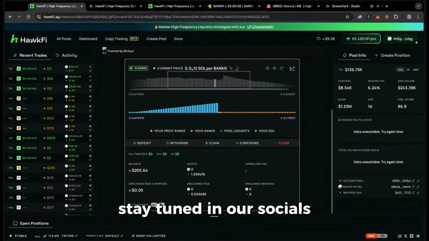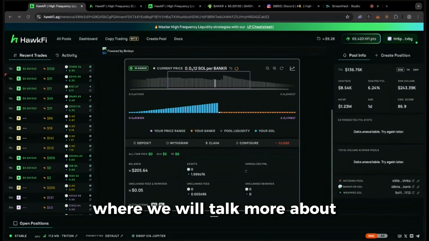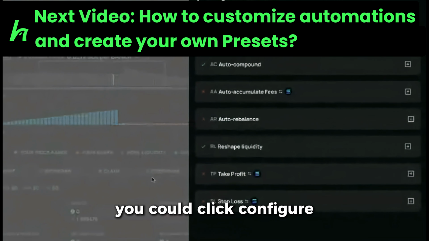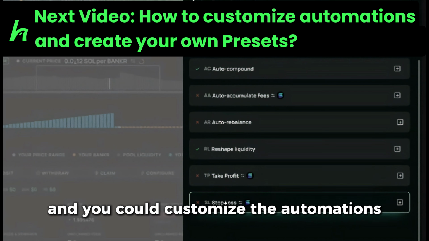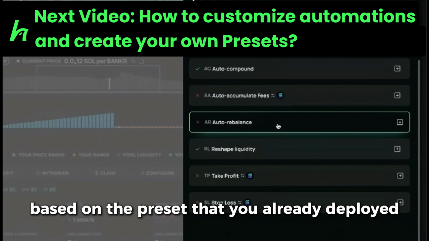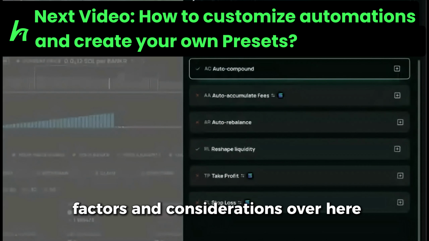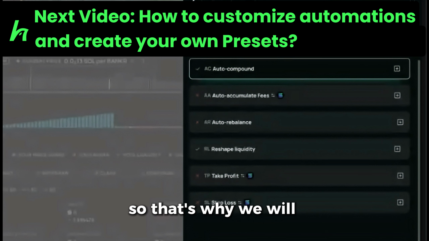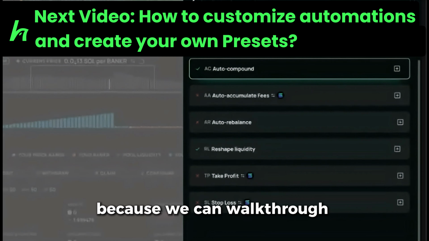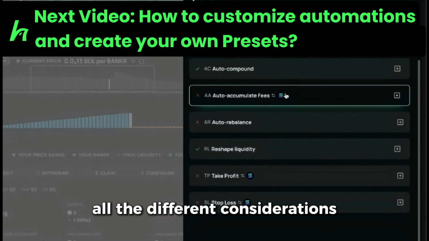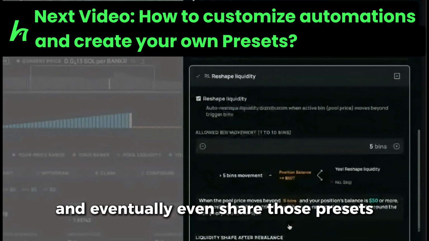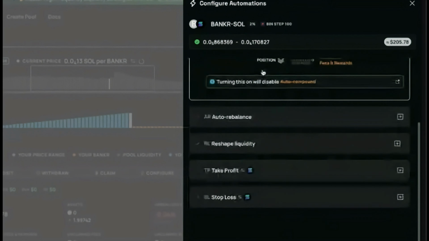Stay tuned in our socials and our next video, where we will talk more about how to customize automations, which is actually over here. You could click configure and you could customize the automations based on the preset that you already deployed. But there are lots of factors and considerations over here that could suit everybody's LP style. So that's why we will save it for a different video, because we can walk through all the different considerations on how to customize the automations and create your own presets, and eventually even share those presets.